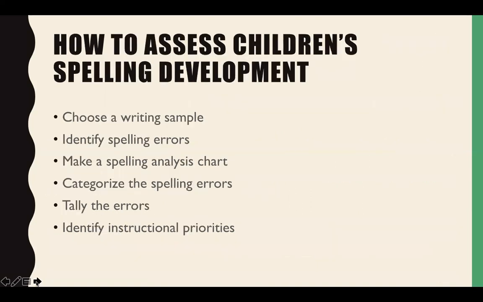Assessing children's spelling development: you choose a writing sample, you identify spelling errors, you make a spelling analysis chart, you categorize the spelling errors, tally the errors, and then you identify instructional priorities for the children in your classroom.